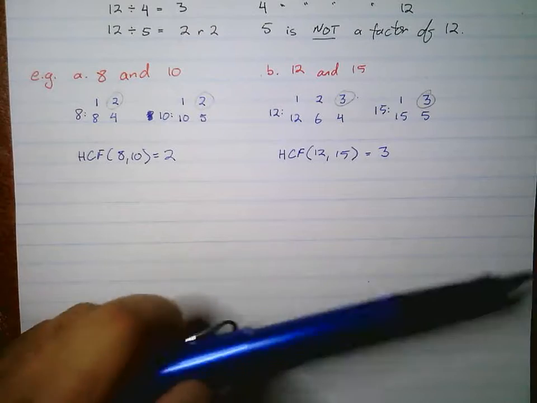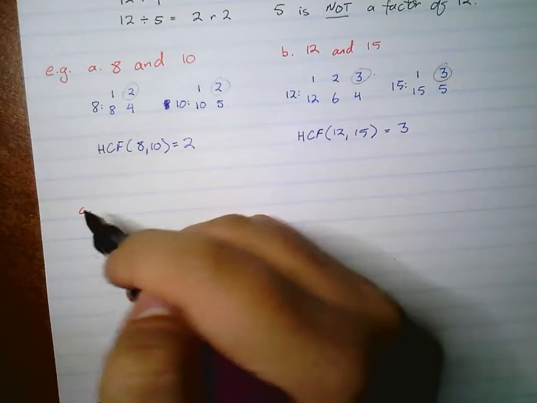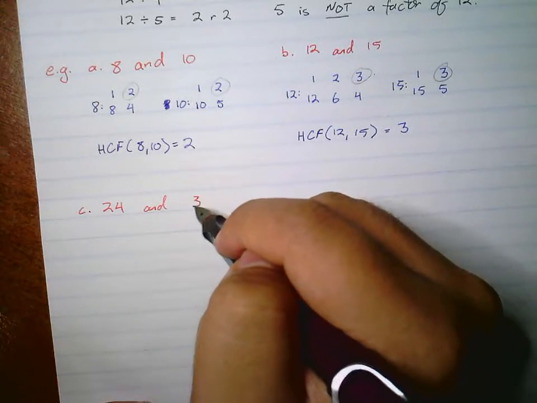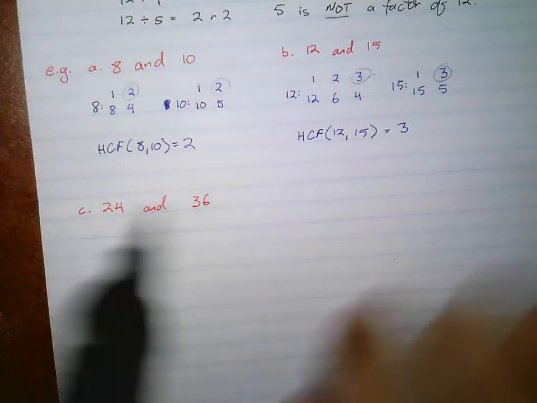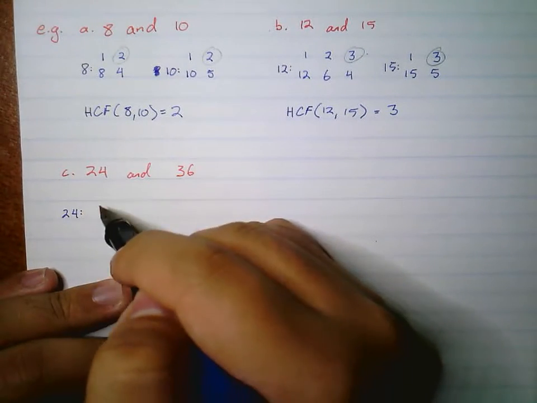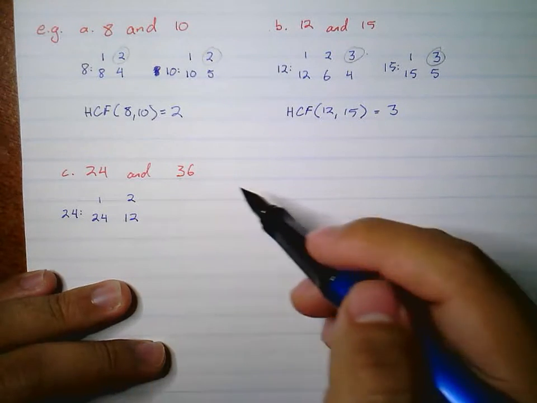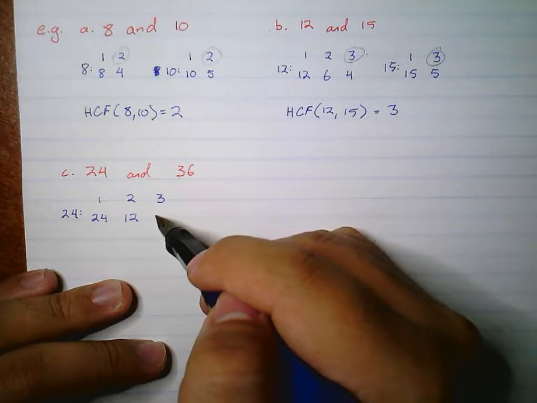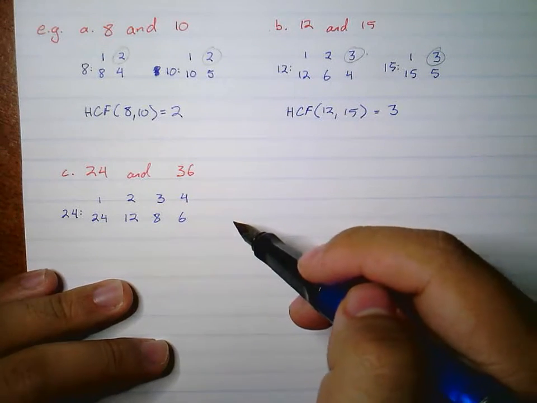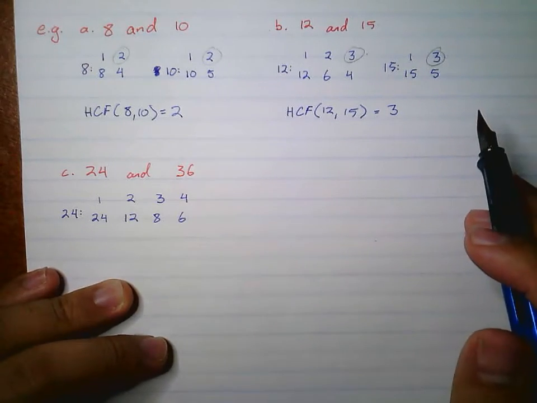Okay, let's keep going. Let's jump to a really hard one now. Let's take a look at question C. Let's take a look at 24 and 36. Let's write the factors of 24. 1 and 24, 2 and 12, 3 and 8, 4 and 6. 5 doesn't work, and 6 we already have. So these are all our factors.